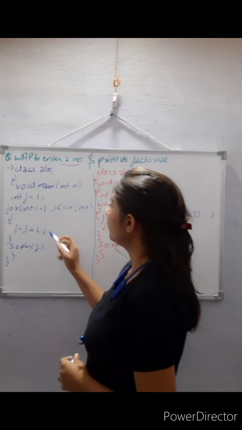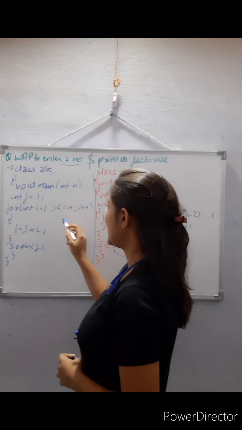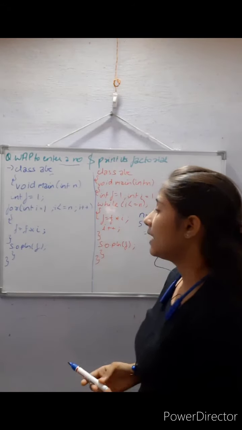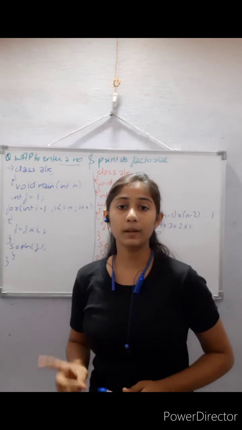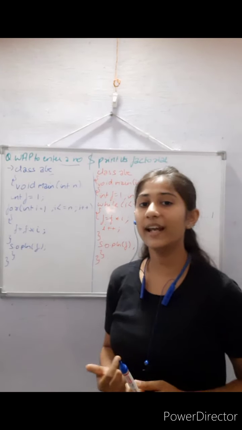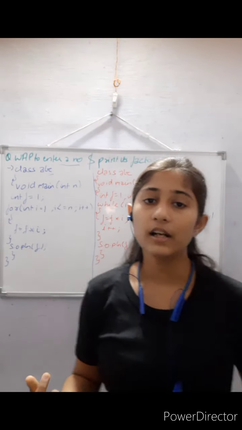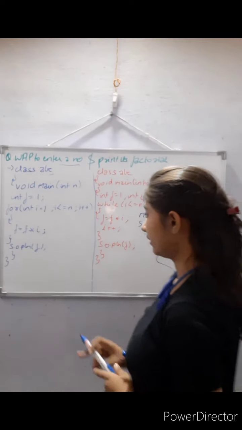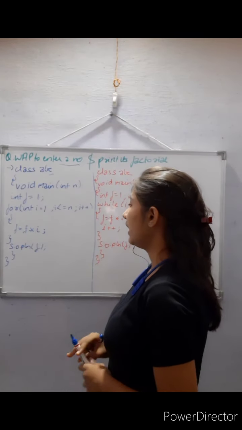Now running the for loop, I is equal to 1, I is less than equal to n, I plus plus. This means that the for loop will run from number 1 till the number entered, that is n. So for example, if the number entered is 5, so the for loop will run from 1 to number 5. Okay. Now f is equal to f into I.